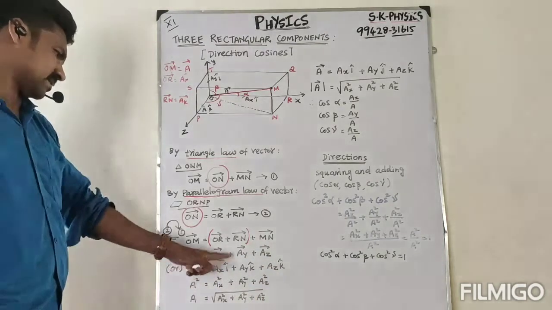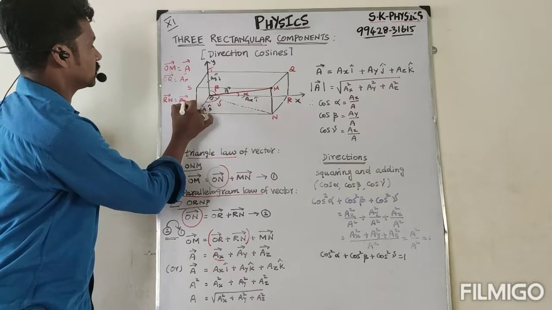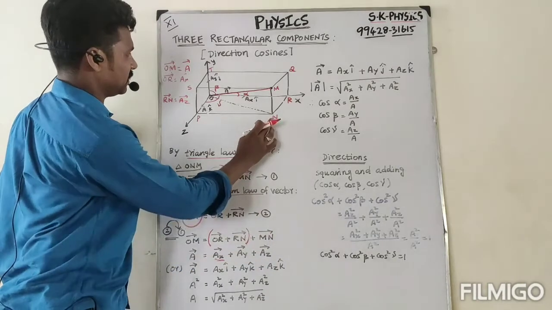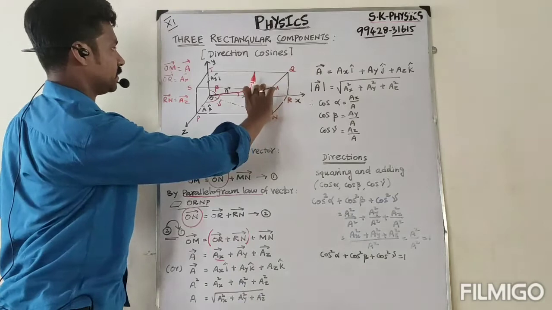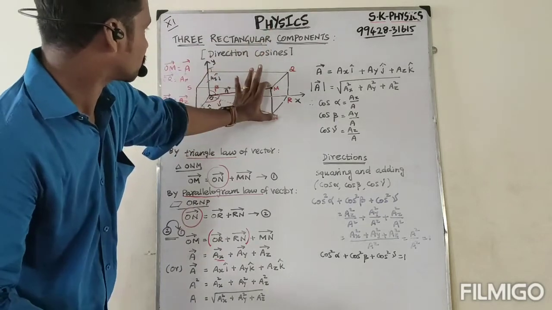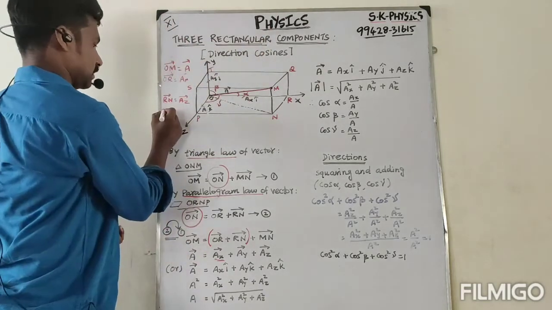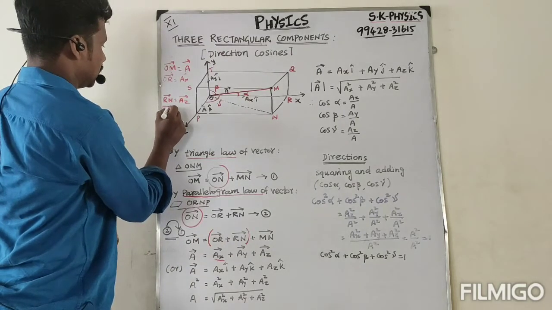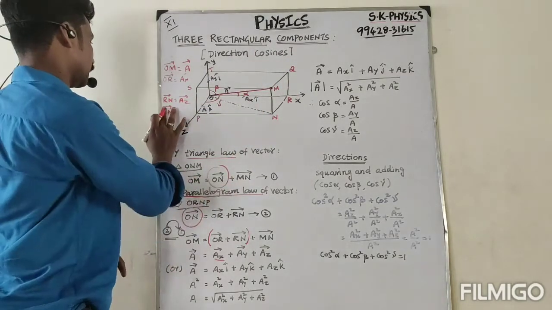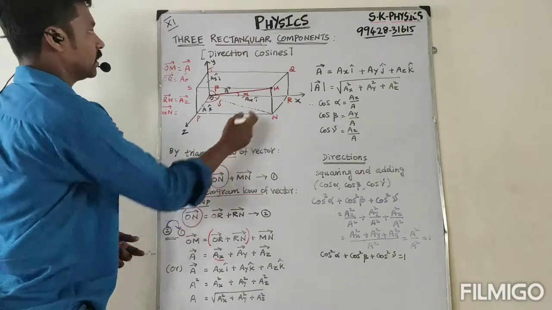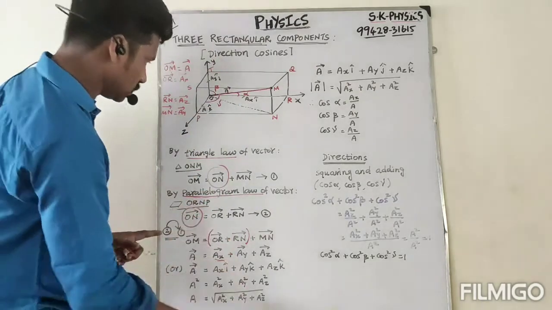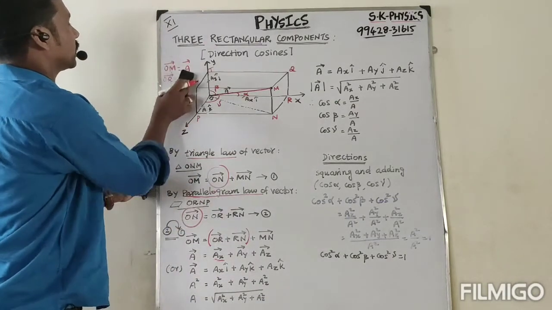What is it? X, Y, Z. Sorry, it is AZ. And then the next one, MN. MN is what? The Y component, so the Y component is nothing but AY. So MN is equal to the AY vector. Now you know what the AX vector, AY vector and AZ vector are.